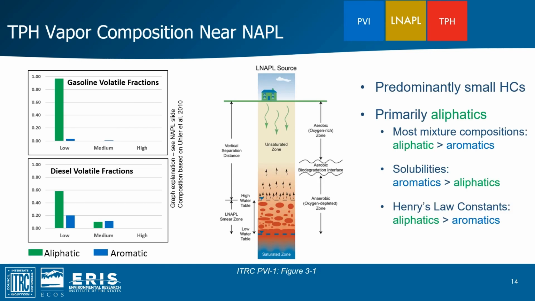Okay, now let's look at TPH vapor composition near two unweathered NAPL mixtures of gasoline and diesel. You can see that the vapor phase is predominantly comprised of low aliphatics, followed by low aromatics, and to a much lesser extent, medium aliphatics and aromatics, like jet A fuel and diesel. Why do the aliphatics dominate the vapor phase? The answer lies in two chemical partitioning properties, solubility limits and Henry's law constants. As stated a few slides ago, aromatics tend to have higher solubility limits, meaning they prefer to be in water. In addition, aliphatics tend to have higher Henry's law constants, which means they prefer to be in vapor instead of water.